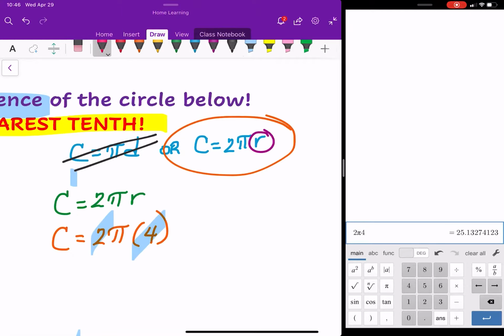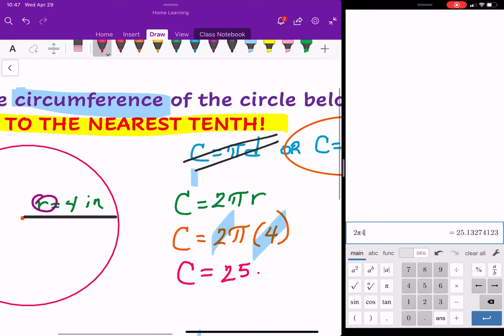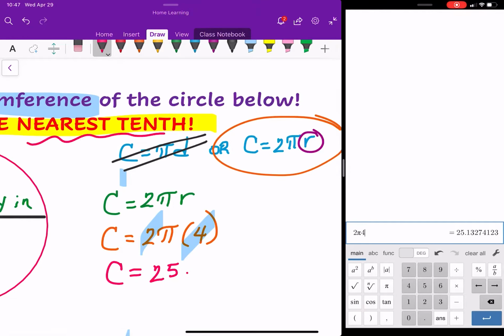So let's write it down over here on the left side of my screen. We got c equals 25.13274123. Okay, but remember, it was telling me to round to the nearest tenth. So my tenth place would be the 1. I don't have to round up since the number next to it is not equal to or bigger than 5. And there we go.